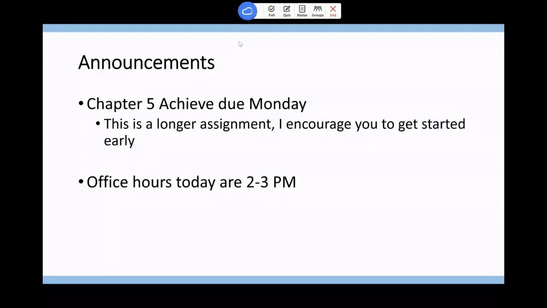Chapter 5, Achieve, is available. This is another longer assignment, so I encourage you all to get started early. It's longer because we didn't have an Achieve last week, so a little bit longer than our usual ones. My office hours today, they're usually at 1, but today I need to shift them to 2. So they're 2 to 3 p.m. upstairs. This is a good time to get started on the Achieve homework. You could do it during office hours, and I'm there to help you along with any of the questions that you have.